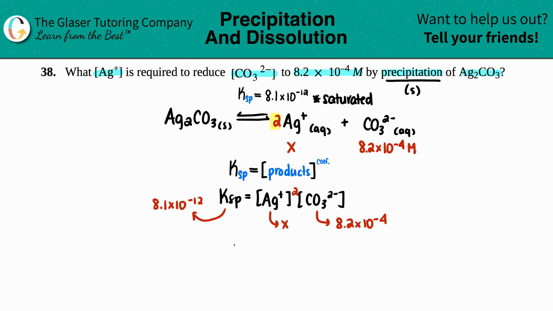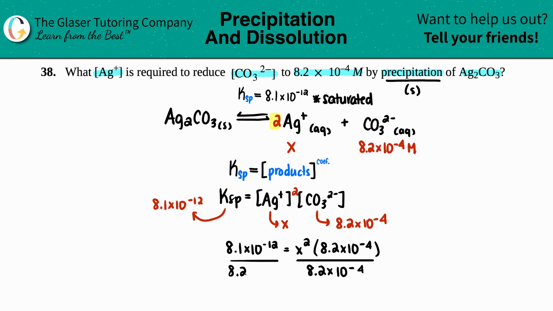So let's go for it. 8.1 times 10 to the negative 12th equals x squared times 8.2 times 10 to the negative 4th. The first thing we're going to do is divide by that 8.2 times 10 to the negative 4th on both sides. That gets rid of this, and now we're going to have something equal to x squared. So 8.1 times 10 to the negative 12th divided by 8.2 times 10 to the negative 4th.